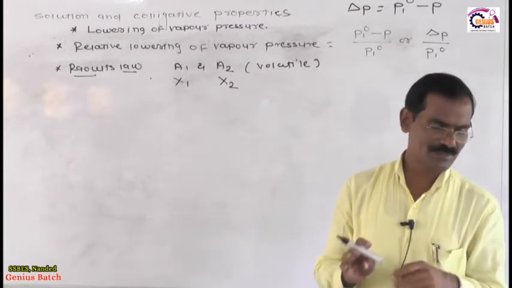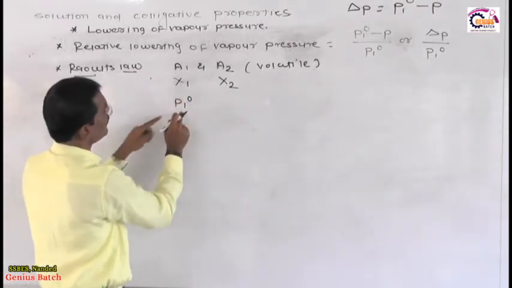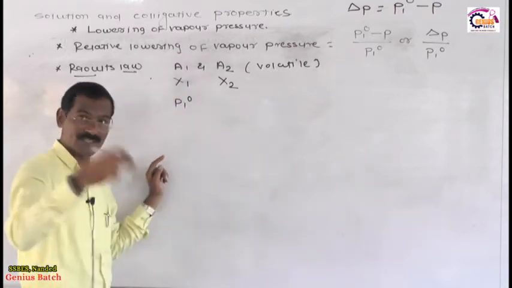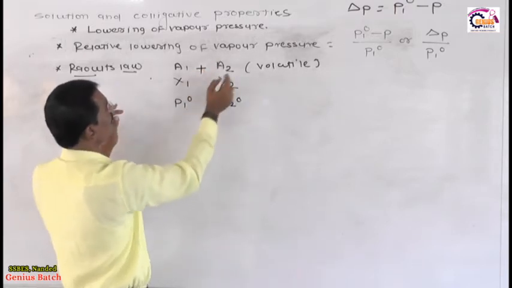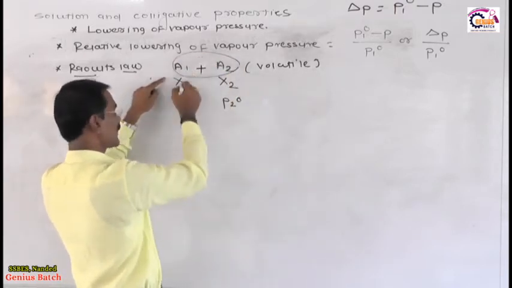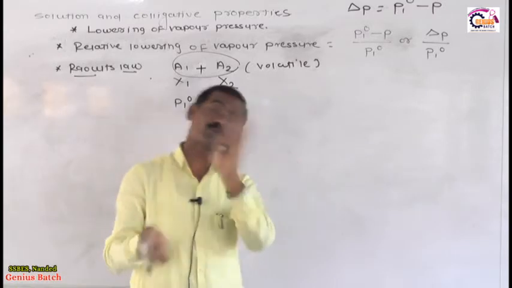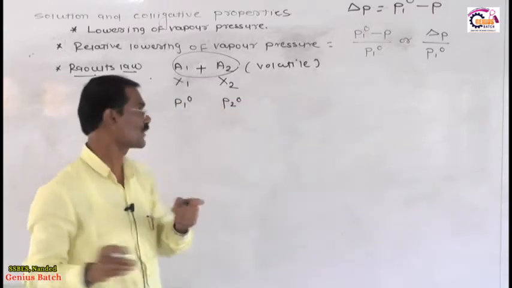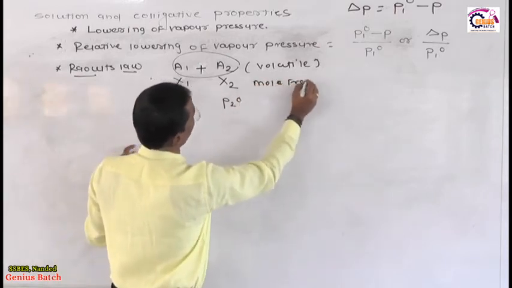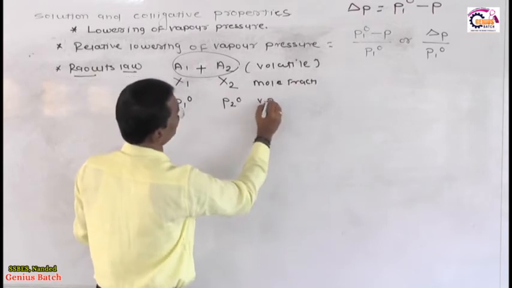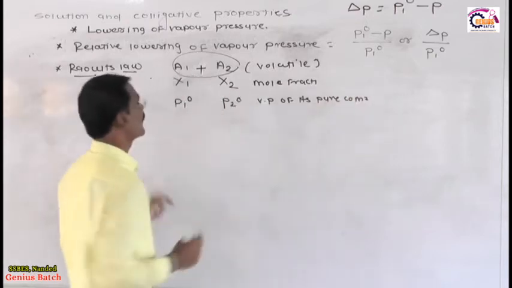Suppose respectively, and P10 and P20 are the vapor pressures of the pure components. What is P10? P10 is the vapor pressure of the pure component A1, which is not present in solution. And what is P20? Now this is a solution, in which x1 is the mole fraction of A1, x2 is the mole fraction of A2. Now this solution is prepared from solute as well as solvent, both are volatile. x1 and x2 are the mole fractions, and P10 and P20 are the vapor pressures of its pure components A1 and A2.